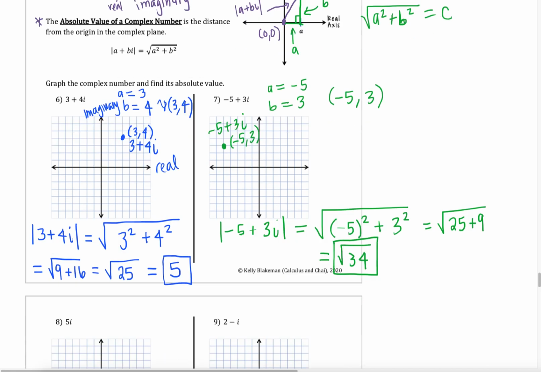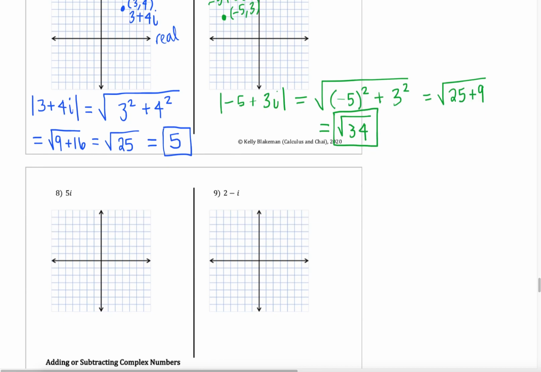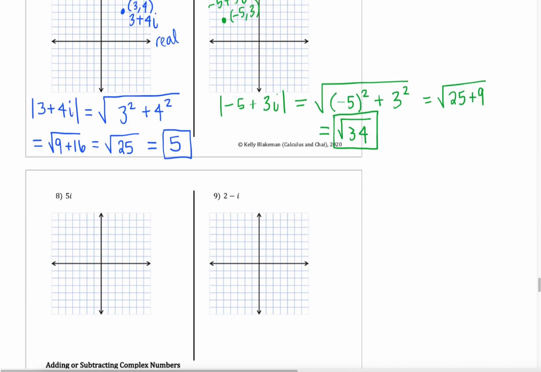Let's look at two more examples of graphing and finding the absolute value. So in example 8, we have the complex number 5i. So this one looks a little bit different here. I just have one single term, but I can still identify my a and my b. Why don't you guys pause the video right here and write down what your a and what your b is.